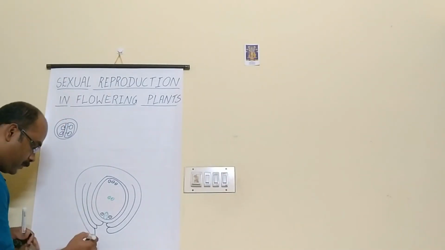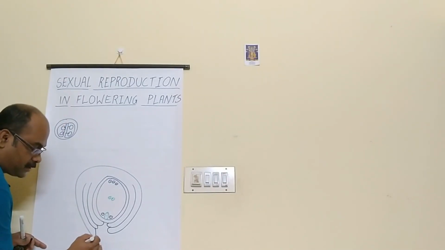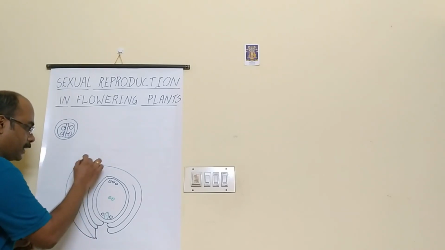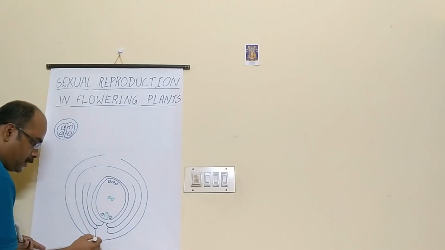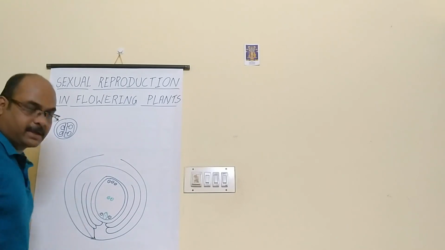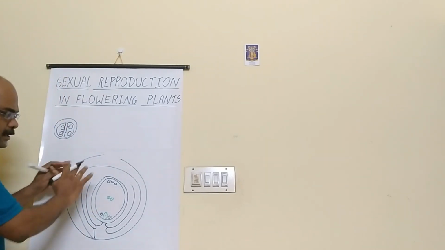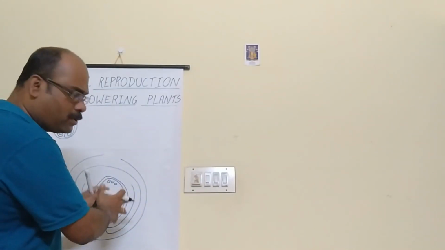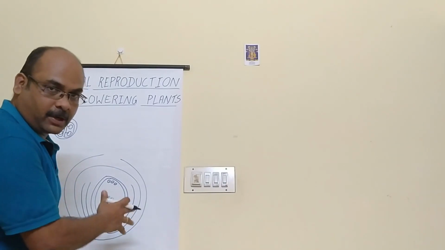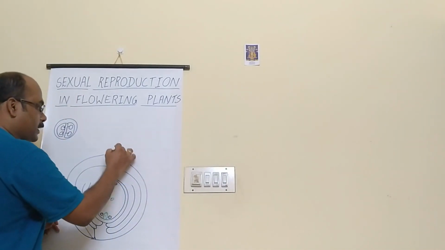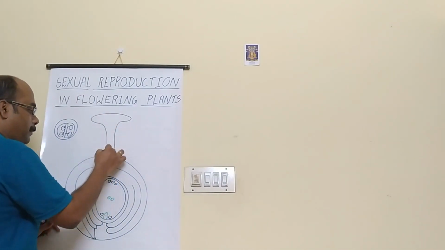And this is present on the receptacle, and this will be the ovary. So inside the ovary there is an ovule. Actually, many ovules are there. For better understanding I have drawn one ovule, the enlarged structure of a single ovule. Then here you will get the style, then the stigma.